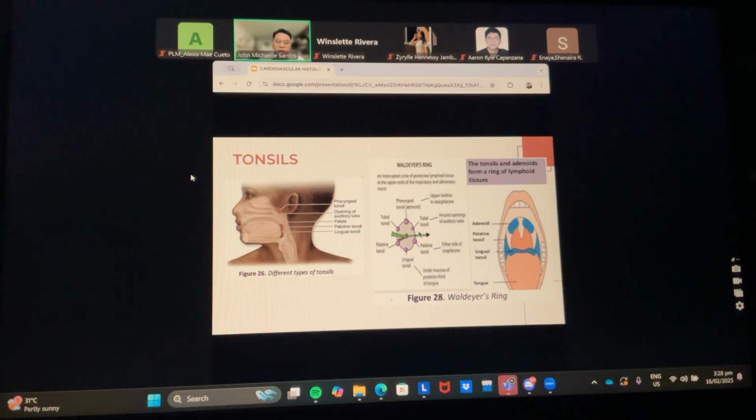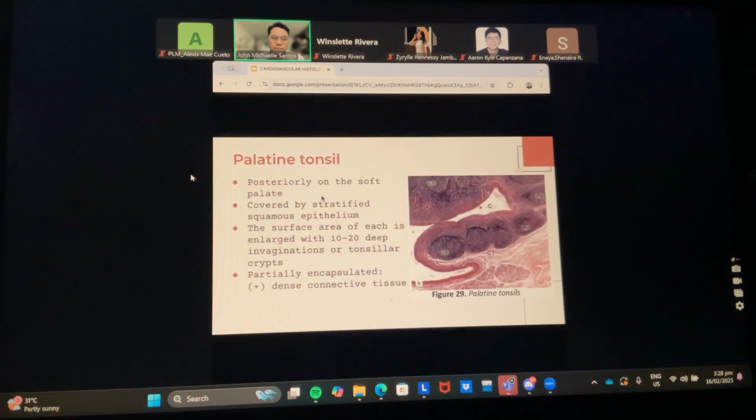So we have this concept of the Waldeyer's ring, okay? So the Waldeyer's ring, an uninterrupted circle of protective lymphoid tissue at the upper ends of the respiratory and alimentary tracts. So as you can see here, ito yung mga tonsils mo. Ayan. Sila yung parang pinakaunang kakapture ng foreign body or antigen that can possibly infect you.